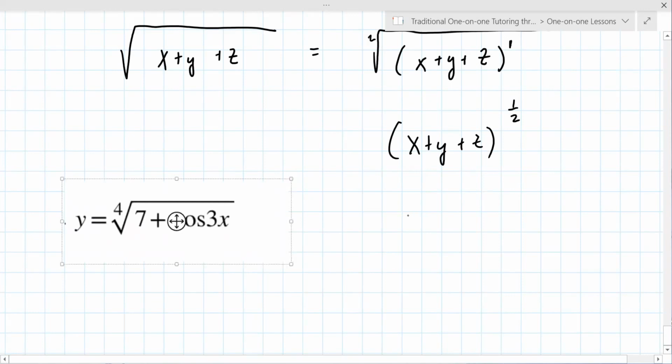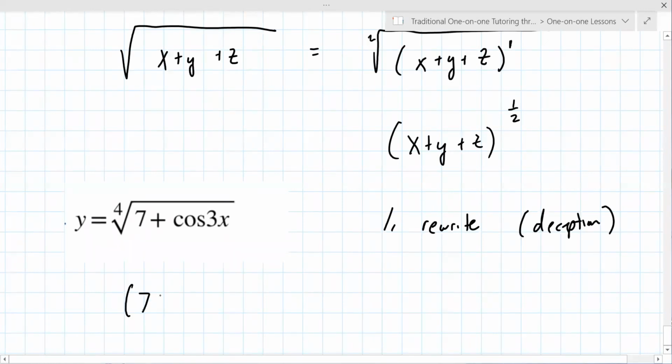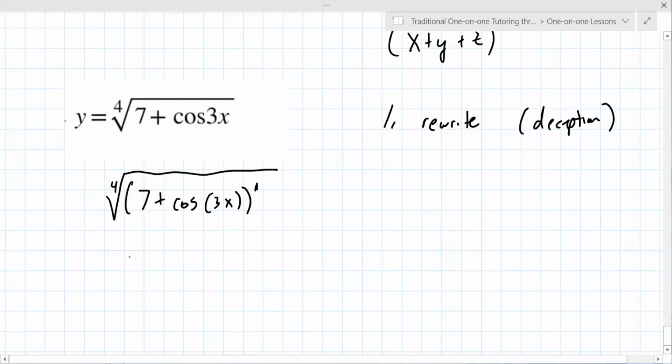You always want to try to rewrite. There's, for lack of a better word, deception in these problems where they're trying to get you to look at something that's not there. So this is 7 plus cosine 3x, to the 4th root, which is to the 1/4. That's where I really want you to be able to get to without having to write it. I want you to be able to go right to here, but it's okay if you write this step.